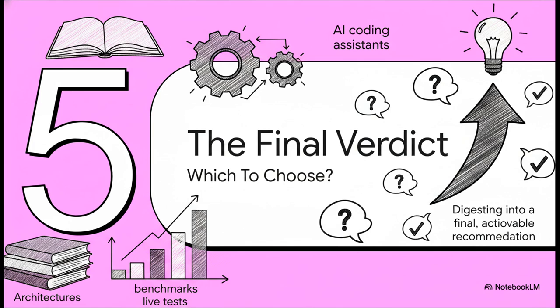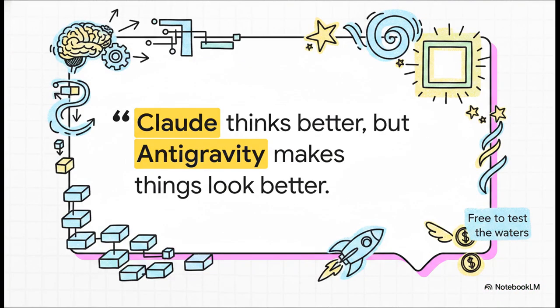And finally, Section 5, the final verdict. So after examining their architectures, running the benchmarks, and analyzing all these live tests, it's time to digest this into a final, actionable recommendation for you. If you take away literally just one thing from this explainer, make it this: Claude Code thinks better, but Antigravity makes things look better. It's that simple.